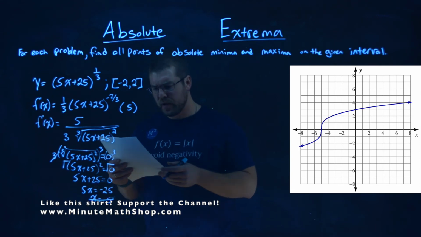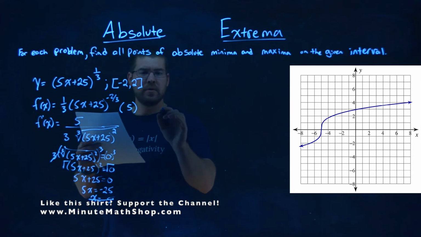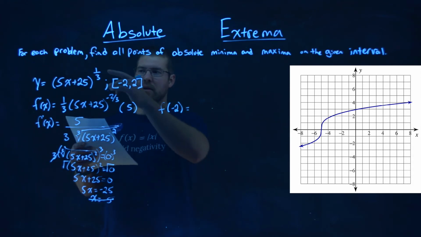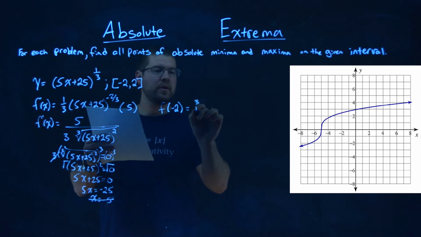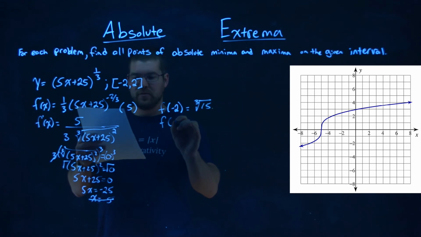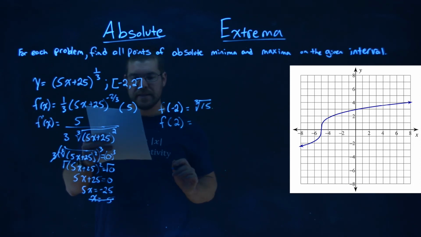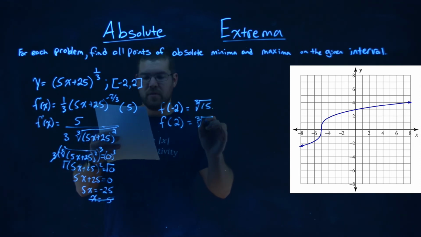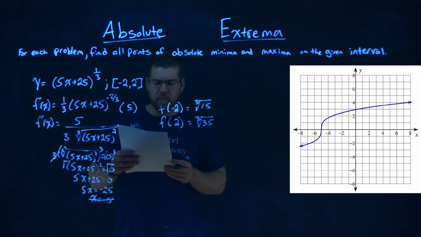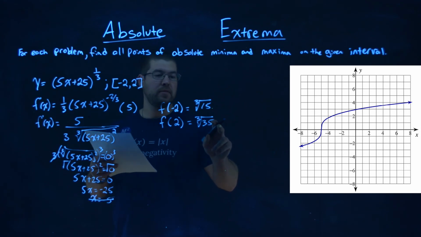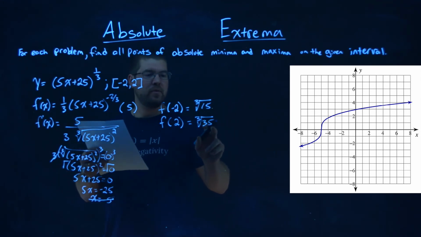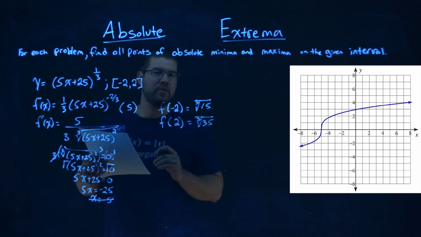Okay? So the endpoints of our interval, we have f of -2, and that comes out to be, plugged into our original equation, the third root of 15, and f of +2 on our interval is the third root of 35. Okay? So now we have, well, the third root of 35 is larger than the third root of 15, and so our absolute maxima is at the third root of 35, and absolute minima is the third root of 15.